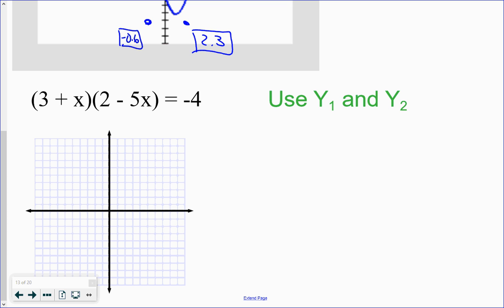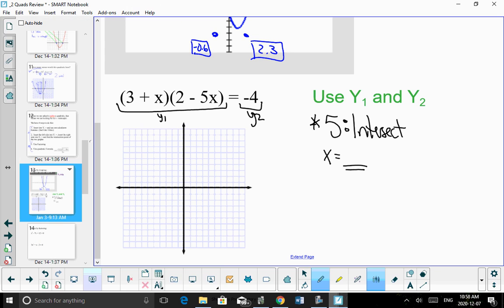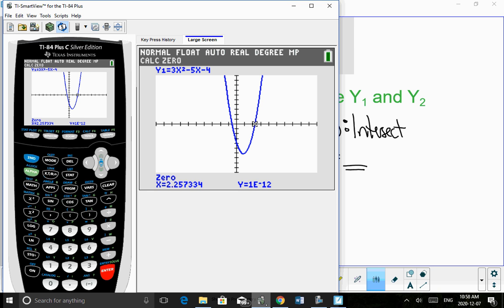So here's another type of question. It says solve by graphing, use y1, y2. What we're going to do is plug this side into y1, and plug this side into y2. Then instead of looking for the x-intercepts, we want to find where they intersect each other. But again, we're only going to give out the answers for x. We don't actually care about the y coordinates. The nice thing with the graphing calculator is you just plug things in exactly as they appear. So we've got 3 plus x and 2 minus 5x.